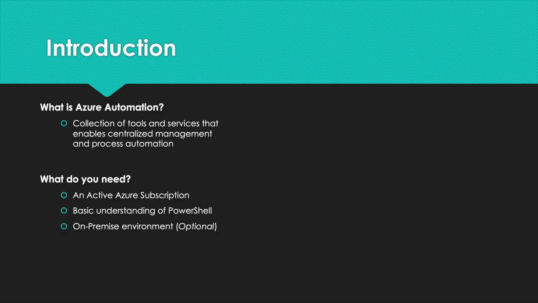If you want to do a bit more, you'll need an on-premise environment, Power Automate license, and a PowerApps license. However, all three of these are completely optional and will only build upon what you can already build within Azure with just the first two things.